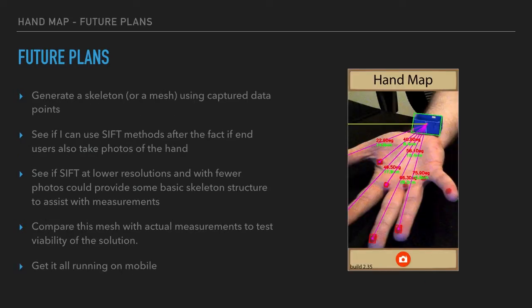Future plans for this project include generating a mesh using captured data points, which we could turn into a point cloud, and then see if we could use the SIFT methods discussed before after the fact to see if we can improve the quality of the output. Again, a little bit more work would need to be put into seeing if we could use 3 or 4 photos to fill in the gaps effectively. Then we could compare this mesh with the actual measurements of the hand to see just how viable the solution really is. And the final plan would be to get it all running on a mobile phone.